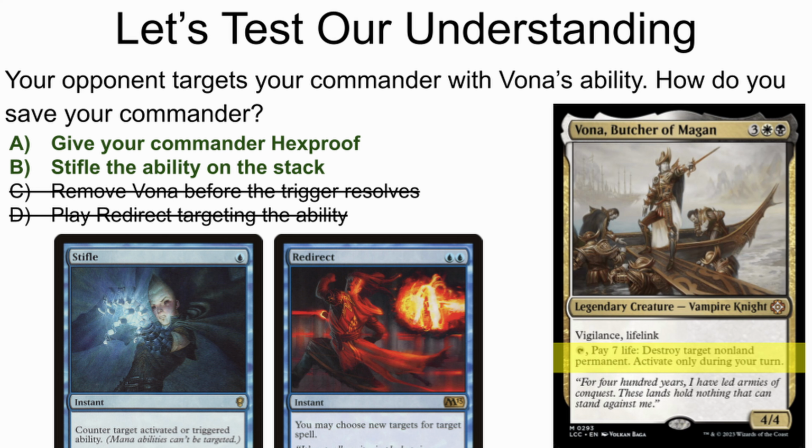This is an activated ability that has a target. Hexproof makes your commander an illegal target when the ability tries to resolve. And Stifle counters activated abilities. Removing Vona in response doesn't work because the ability has already been put onto the stack. Redirect doesn't work either, because it can only deal with spells, and this is not a spell.